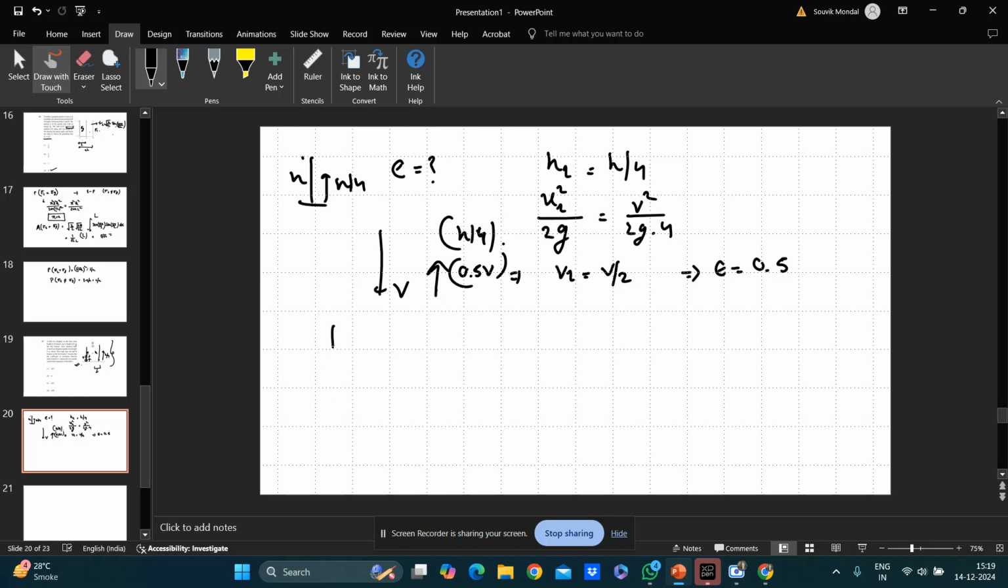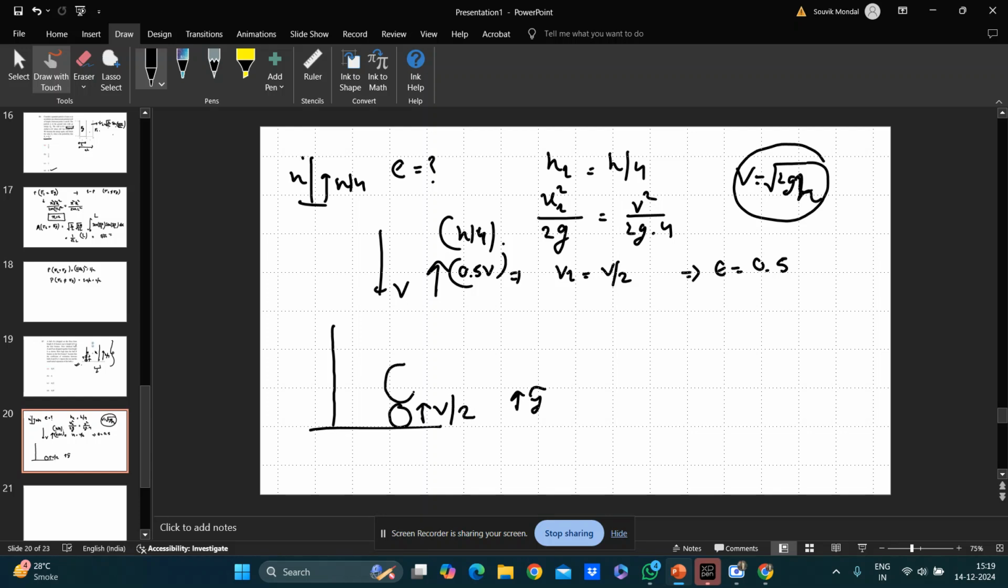Now think of this scenario. Let us denote v equal to root under 2gh for simplification. A will go up with a velocity v by 2, in the plus y direction. At the same moment, B is almost touching it and going in the negative y direction with velocity v, that is root under 2gh. After collision with A, what will be the velocity of B? This we have to find.